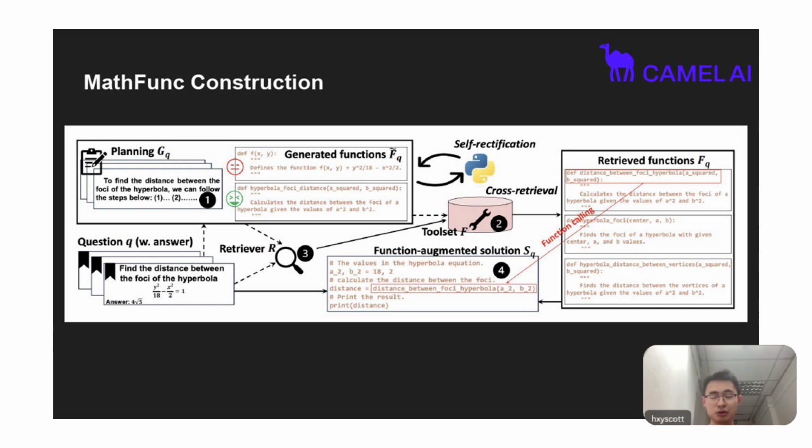After you do that, you generate your solutions by interleaving the mathematical reasoning and function calling, and then you generate the answer. So that's the whole MathFunc construction.